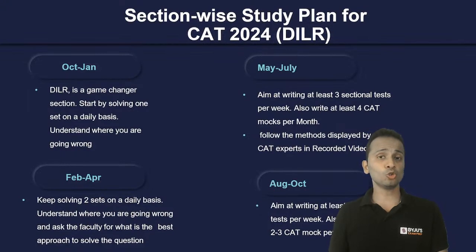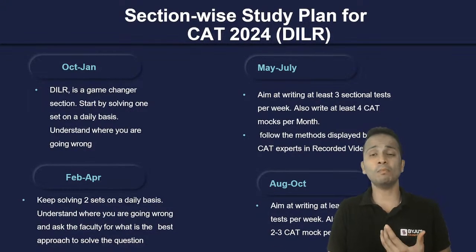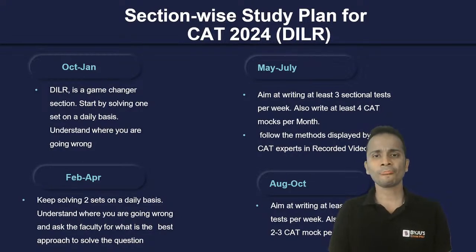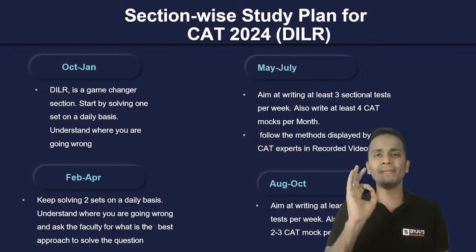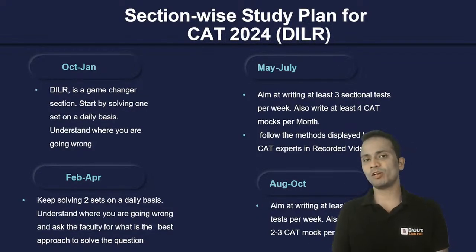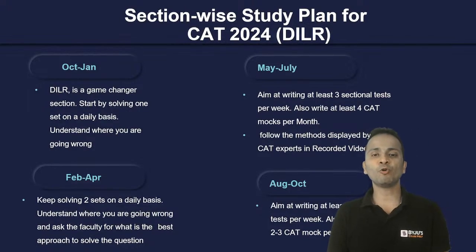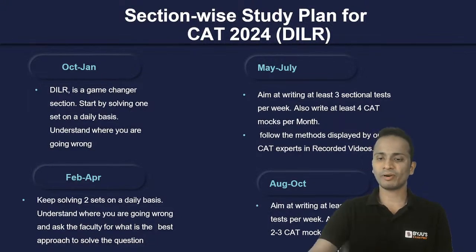Now those who are our enrolled students, they will be able to access more recorded videos on their online portal. So you can go through the methods that are used to solve a particular question, which are used by our experts. Now, in the last period, August, September, and October, you should be aiming at writing 3 to 4 sectional tests per week, right? And also write 2 to 3 mock papers per week, right?